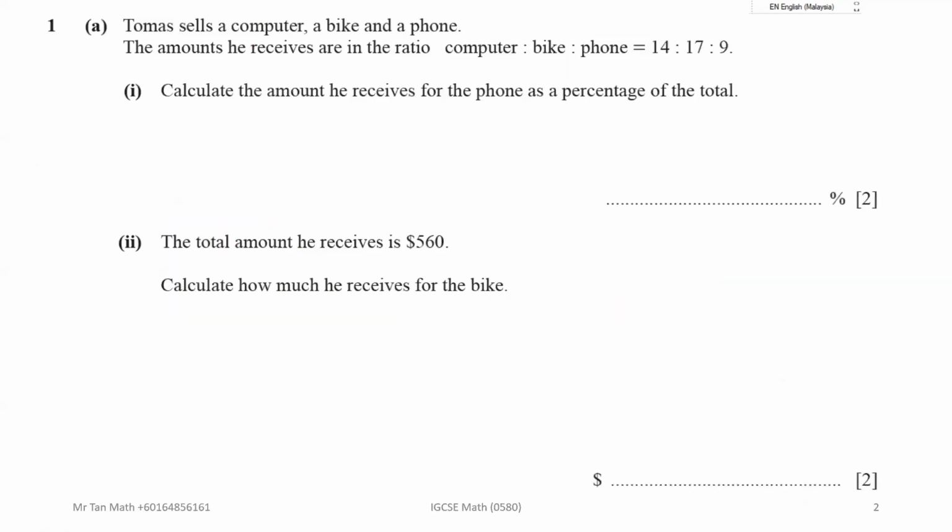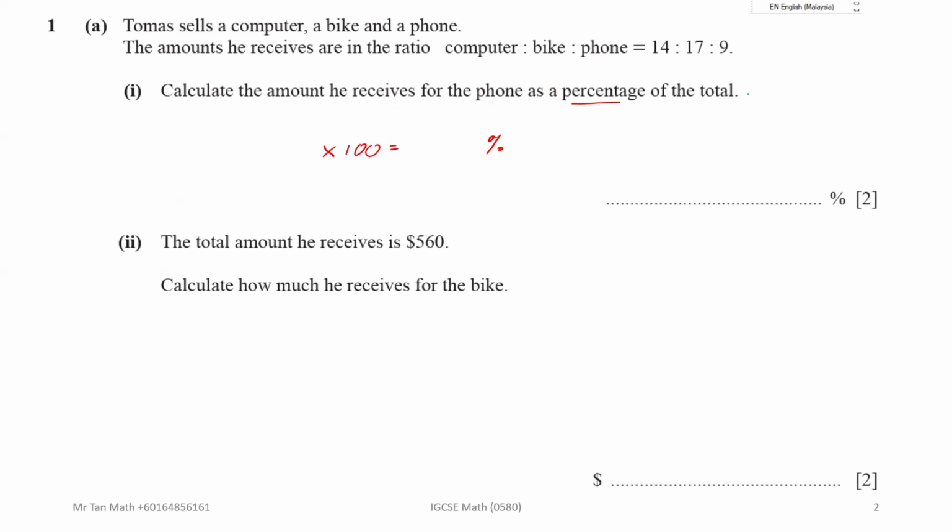Question 1. Thomas sells a computer, a bike, and a phone. The amounts he received are in the ratio of computer to bike to phone is 14 to 17 to 9. Calculate the amount he received for the phone as a percentage of the total. So remember, if you want to get the answer in percentage, you need to times 100. That will give you the percentage.